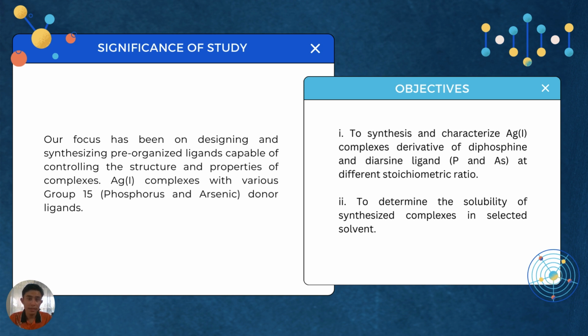Therefore, the significance of my study is we are focusing to design and synthesize pre-organized ligands that are capable of controlling the structure and properties of the complex silver(I) with various group 15 of phosphorus and arsine as donor ligand. Therefore, my objectives are to synthesize and characterize silver(I) complexes derivative of diphosphine and diarsine ligand at a different stoichiometric ratio. And the second one is to determine the solubility of the synthesized complexes in selected solvents.